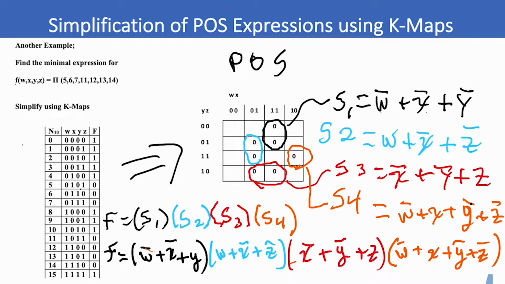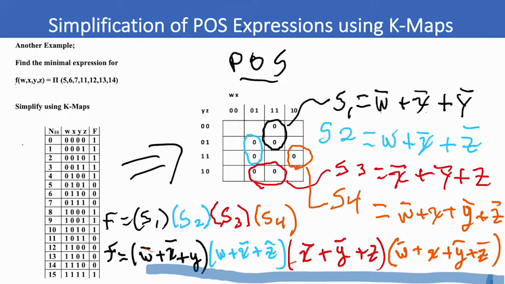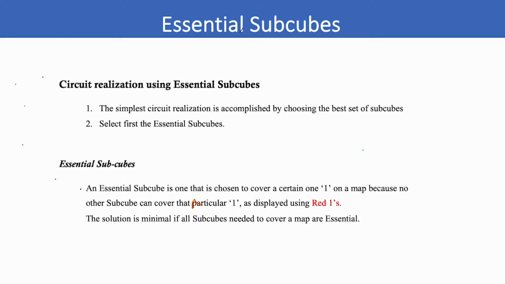In this slide we show that this is the POS representation, and I have color-coded the same coverings that we made before and wrote down the subcubes associated with these 4 coverings, and shows that the final solution is the product of each of these sum terms, S1 through S4, and then this is the final answer for this particular example.